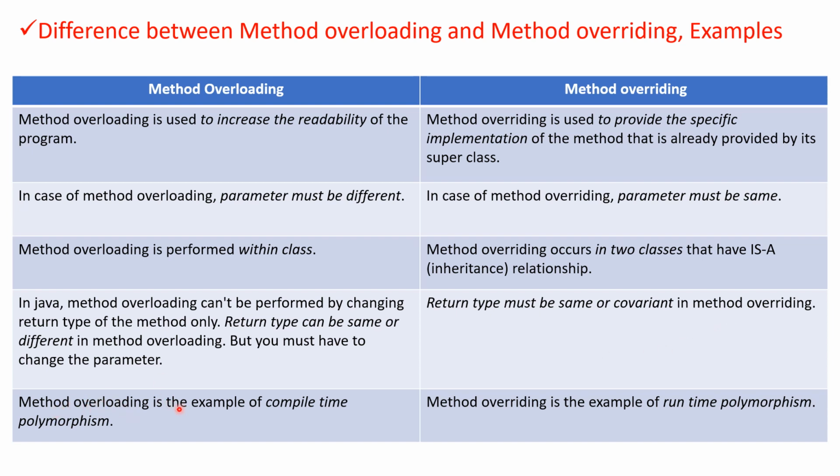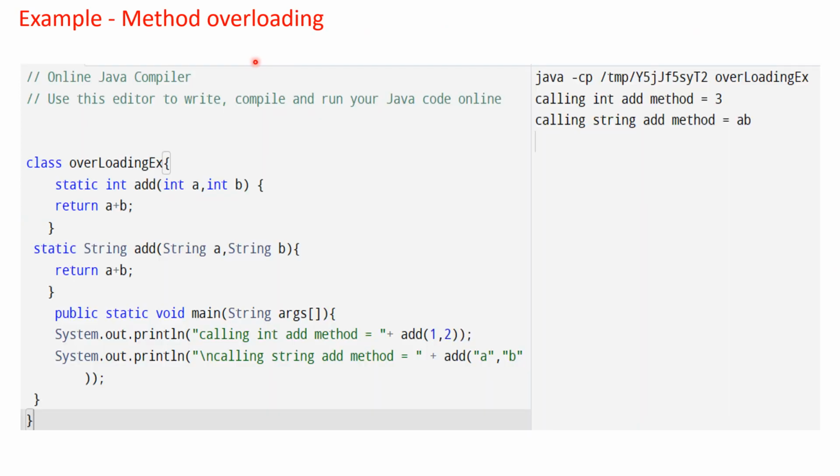Method overloading is an example of compile time polymorphism. So method overloading is an example for compile time polymorphism, and method overriding is an example for runtime polymorphism. Hope compile time polymorphism and runtime polymorphism are already known to you. So these are the examples. Let's see the live examples.